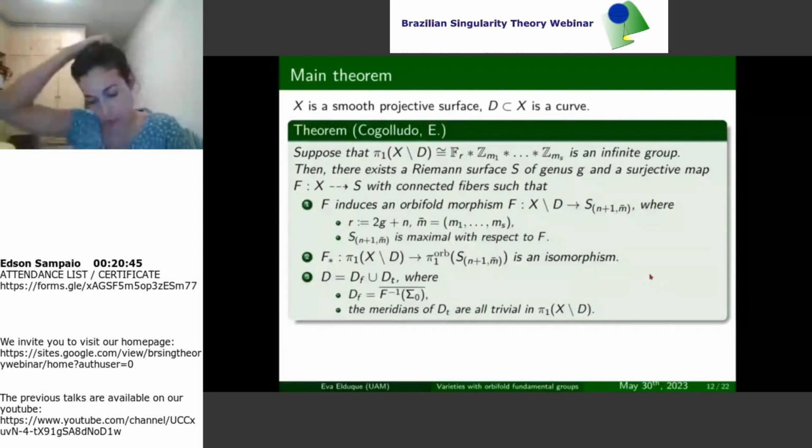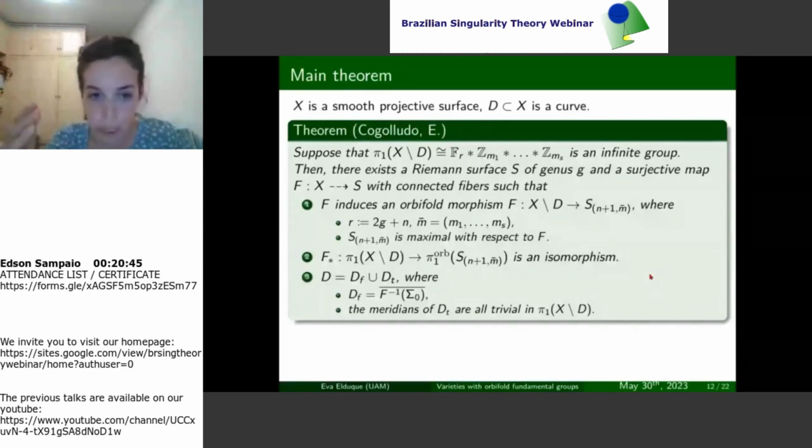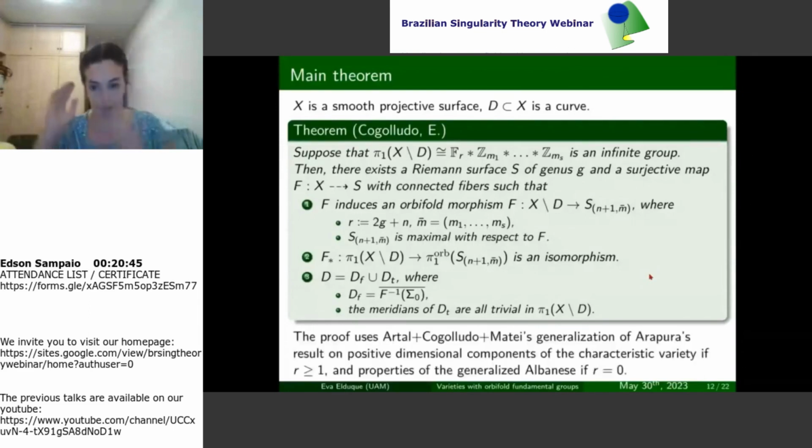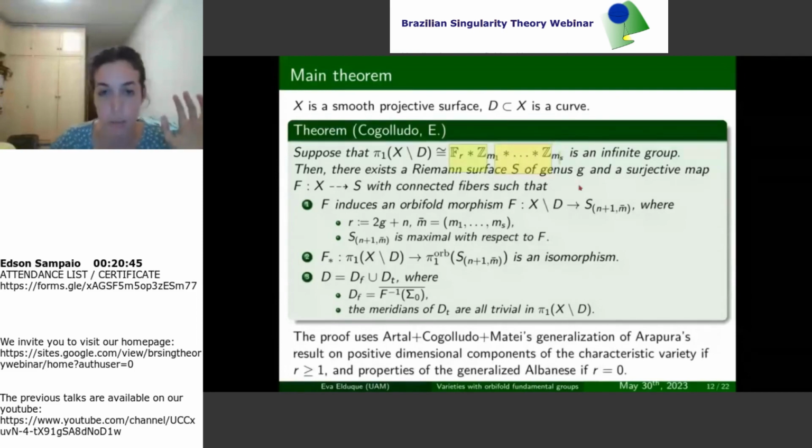So before I give examples to make more sense of this theorem, I wanted to say a few things about the proof in case you also work with the same kind of techniques so that you know that they're involved, but I'm not going to go into the details. So, okay. What we do is we study the characteristic variety of this group. So maybe you've heard this as cohomology jump loci of H^1. And so there's these characteristic varieties.